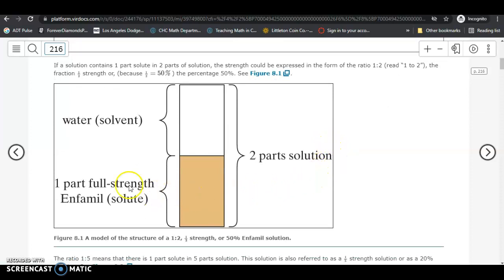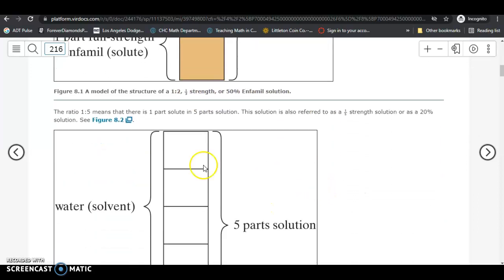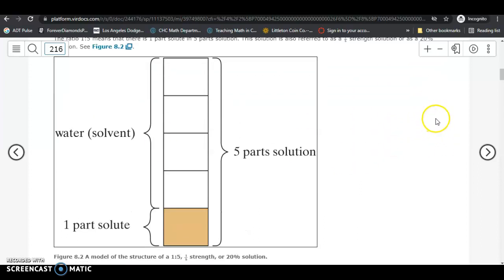Again, this is an example of a 1 to 2 strength solution, which is sometimes called half strength. Likewise, the ratio 1 to 5 means there is 1 part solute and 5 parts solution. So this is also referred to as 1/5 strength or as 20%. So if you take the fraction and put it in your calculator, do 1 divided by 5 and multiply that by 100, you're going to get 20%. And this is what it might look like. So we've got 1 part solute and 5 parts solution. So that means the other 4 parts are the solvent.